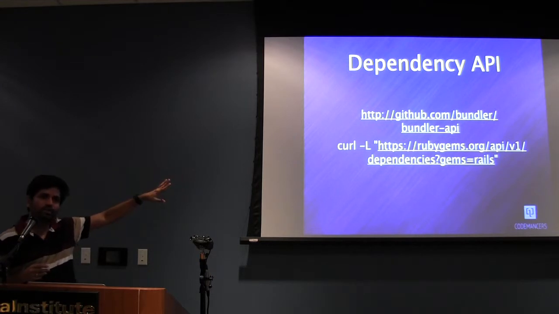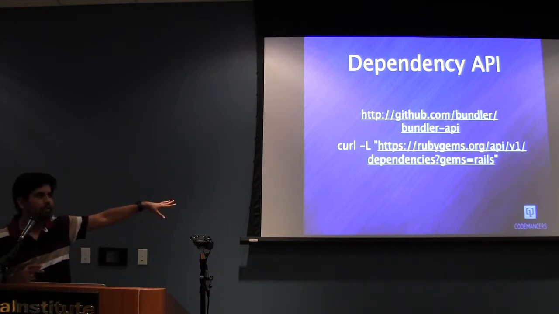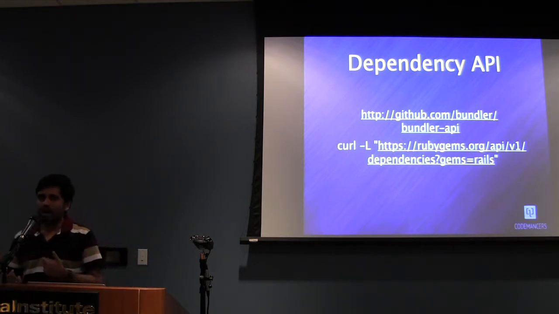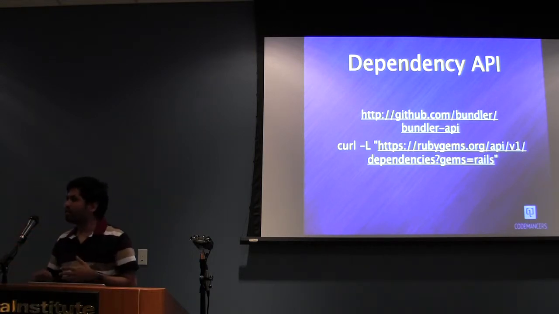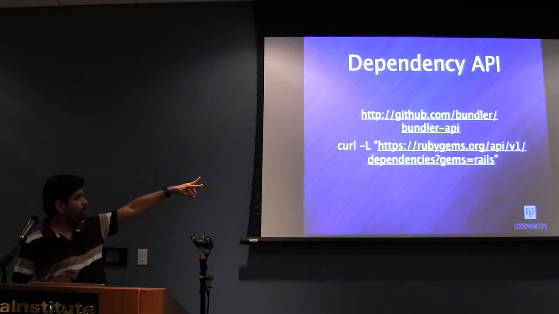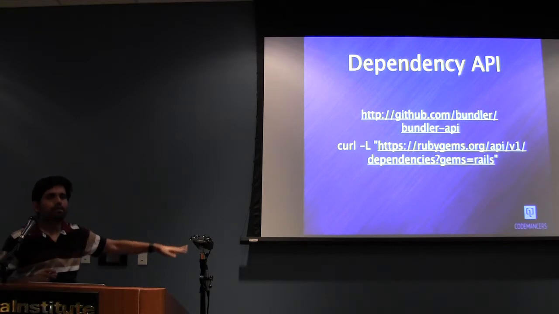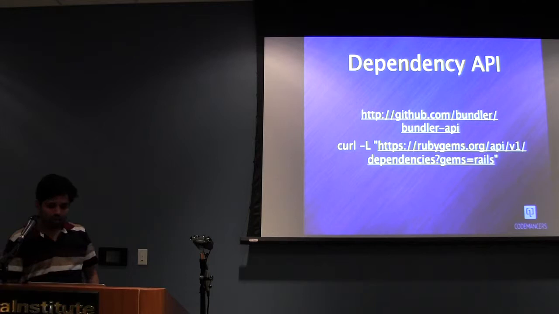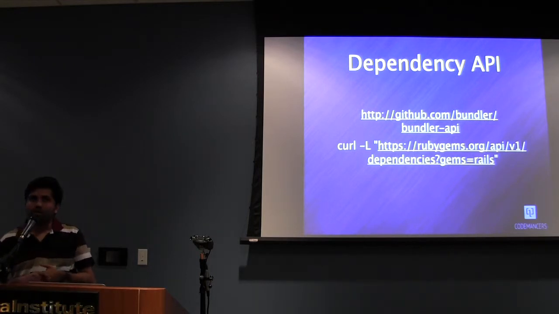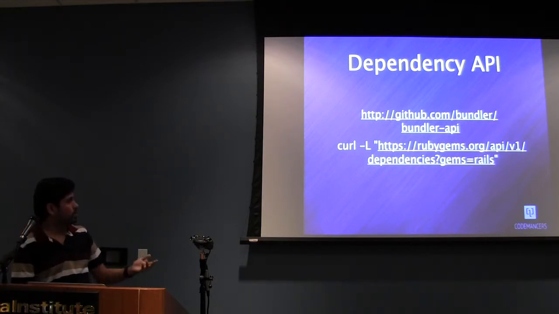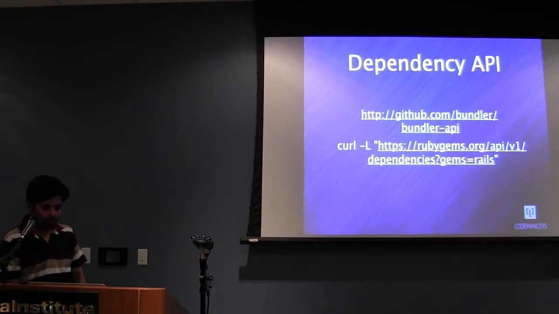So it is not the full gemspec, and the reason this Bundler API was designed was because downloading the complete gemspec of each gem in your Gemfile was too costly, and we don't need homepage and author name to do the dependency resolution. So this is the Bundler API that sits there. We had quite a bit of problems with the Bundler API. It was running on Heroku, and we were getting tossed because of the amount of requests it receives. So we recently changed it from Unicorn to Puma, and the performance has been pretty good. So this is the dependency API that Bundler uses.